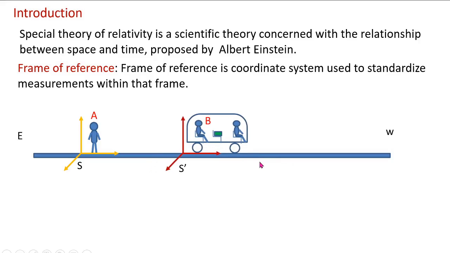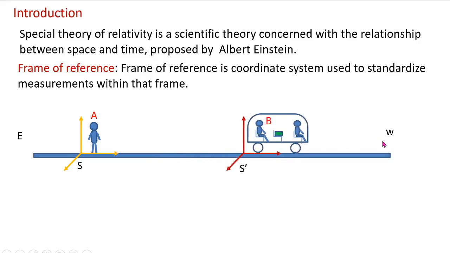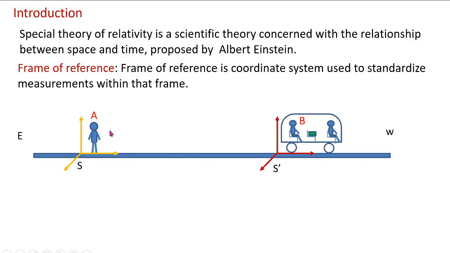Let the bus move with uniform velocity towards west. Then the person A observes that the bus as well as the person B and the box move with the same velocity towards west. But the person B observes that the person A is moving towards east. But the person B observes that the box is at rest. Though the box is moving, it is in the same frame of reference. Therefore, it observes that the box is at rest.